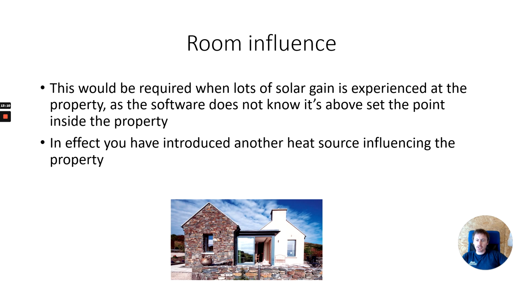In effect, what you've done is reintroduce another heat source influencing the property. Your solar gain would be a little bit like having a log burner in the property. It's going to shoot over temperature because you've got far too much energy going in there. This is seen mostly on cold sunny days. It could be really cold outside, so the sensor has been picking up a cold temperature and the boiler's putting out a certain flow, but then you're getting a load of sun coming in through the windows and heating the property up.